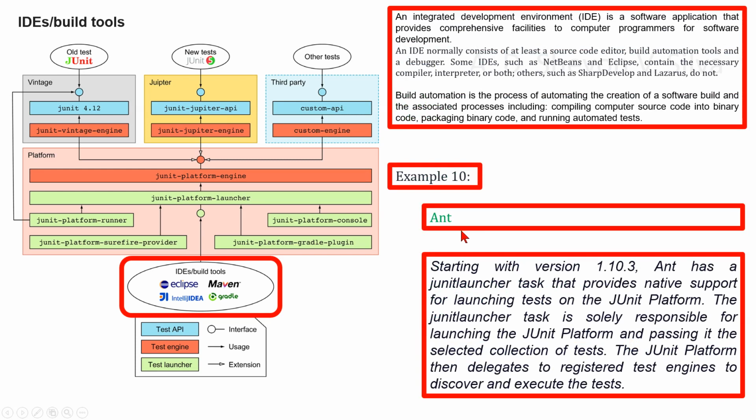As an example 10, we can consider Ant. Starting with version 1.10.3, Ant has a junitlauncher task that provides native support for launching tests on the JUnit platform. The junitlauncher task is solely responsible for launching the JUnit platform and passing it the selected collection of tests. The JUnit platform then delegates to registered test engines to discover and execute tests.